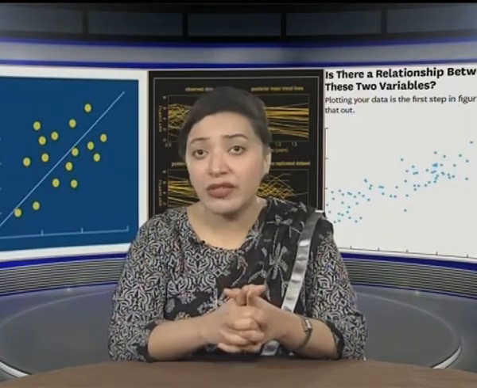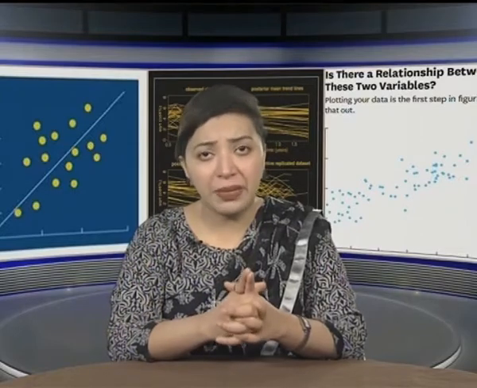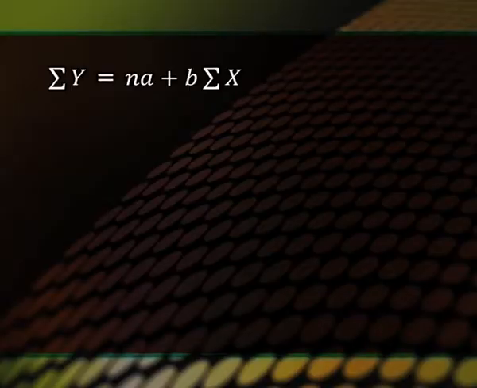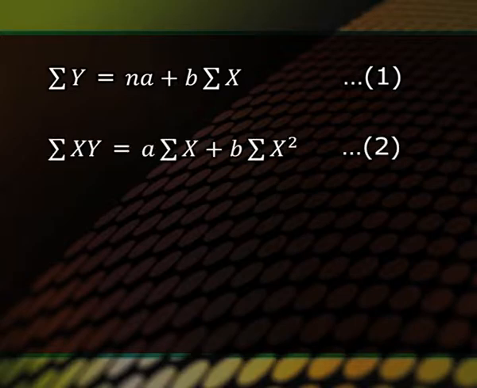a and b. These equations, known as the normal equations for estimating a and b, are given by sigma y equals na plus b sigma x, so that makes equation 1. Sigma xy is equal to a times sigma x plus b times sigma x squared. So let's make this equation number 2.